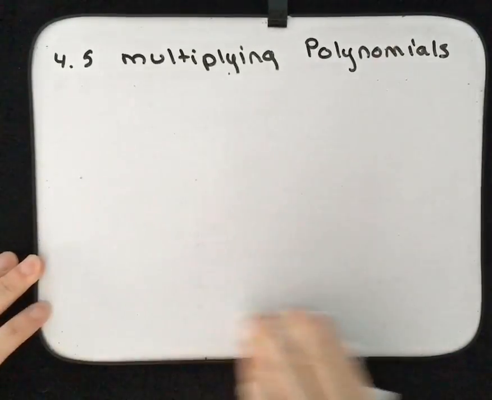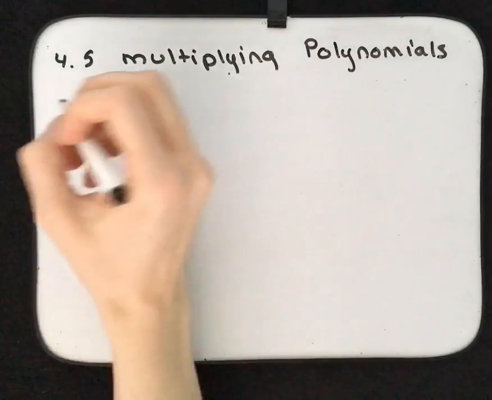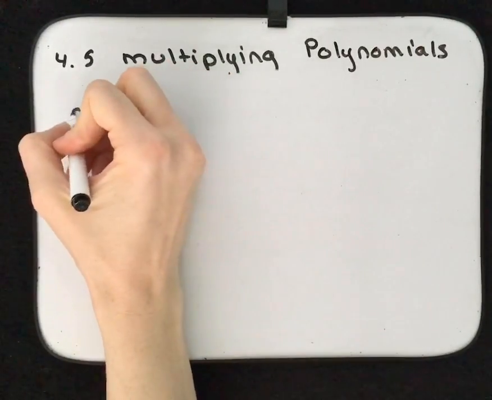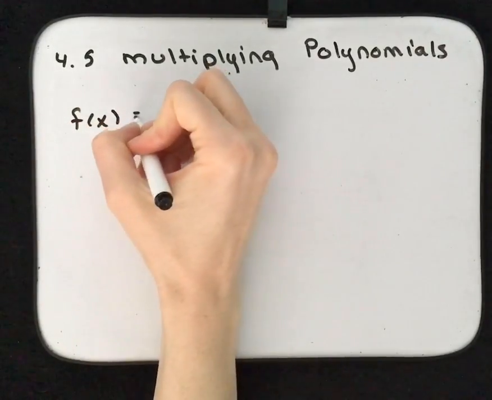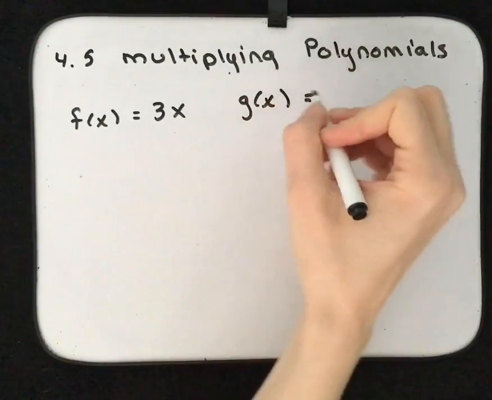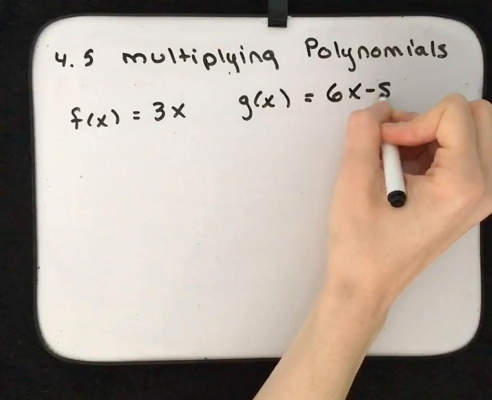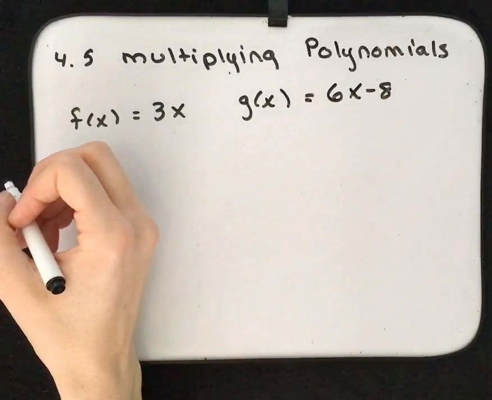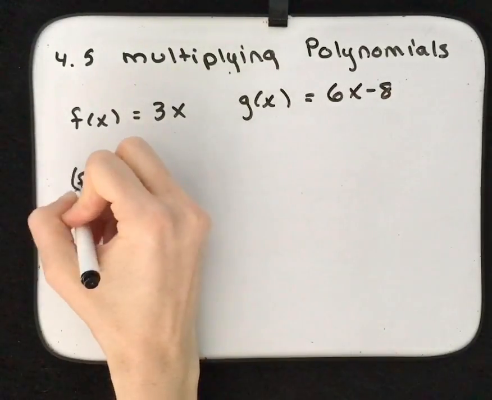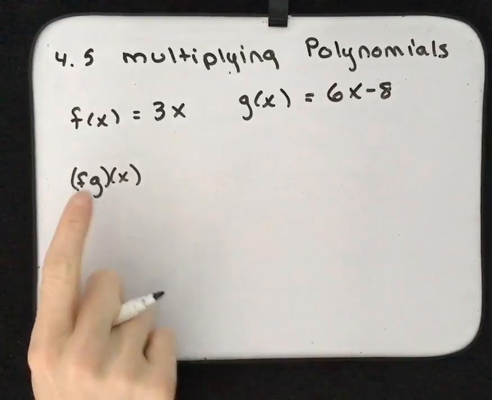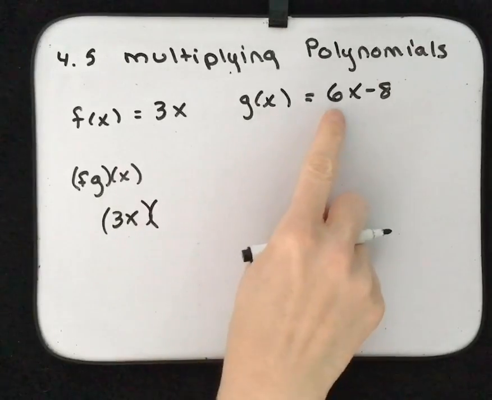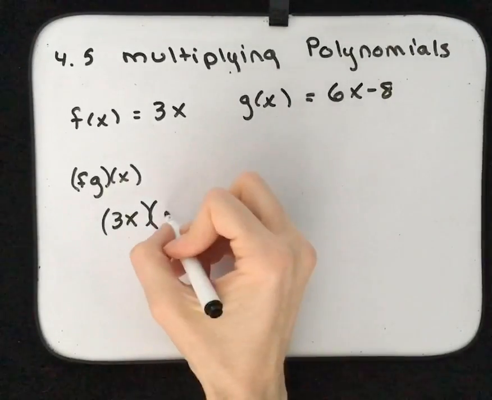Let's try some using our function notation. So let's say that we are given f of x equals 3x and g of x equals 6x minus 8. So let's find f times g of x. So what that means is we want to find f of x, so in this case 3x, and multiply that by g of x, which in this case is 6x minus 8.